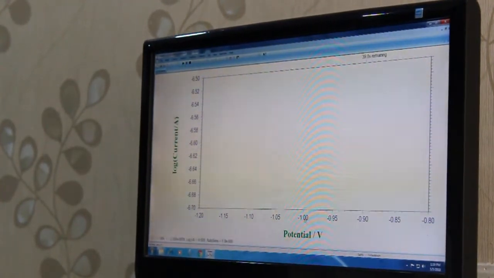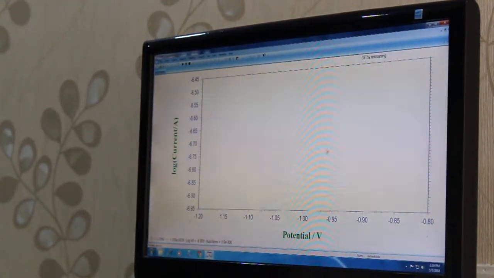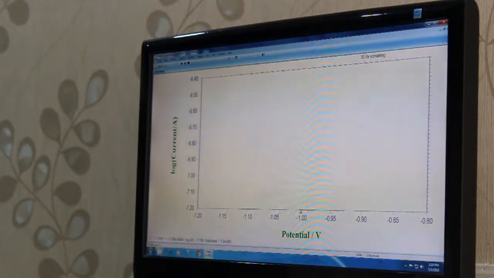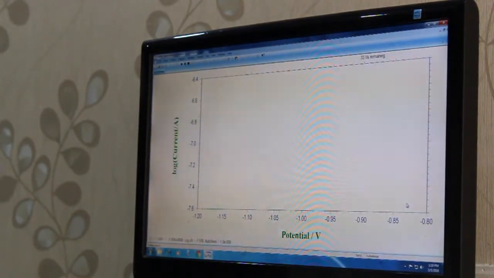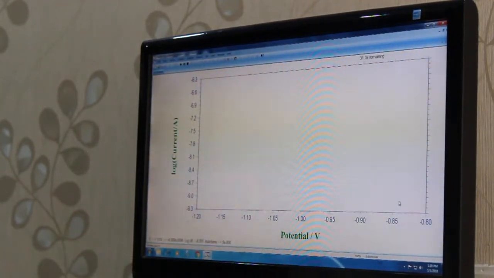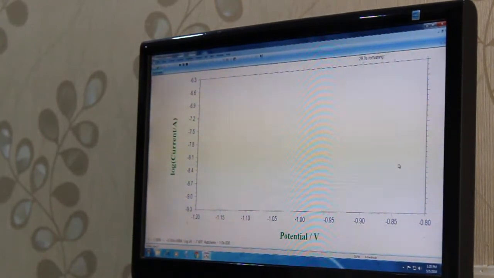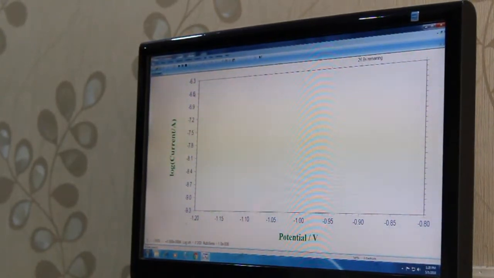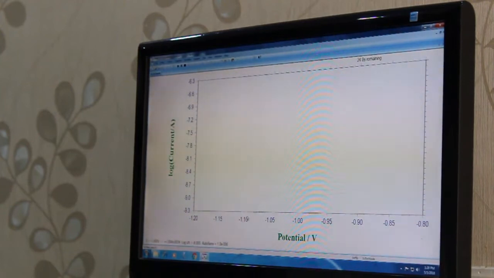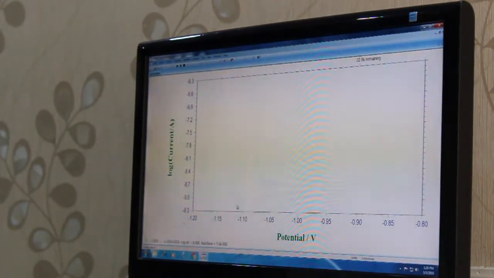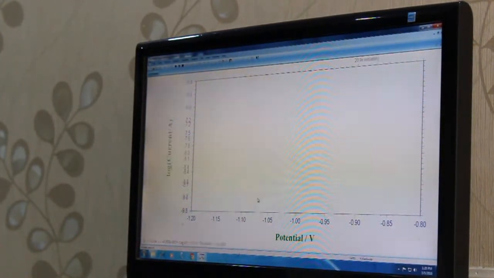So I expect that my peak has to come somewhere around here. Let me see. That's my expectation based on my OCP. I'm not seeing anything on the screen. Yeah, now I could get it. I expected somewhere around minus 1. I'm getting the peak over here.